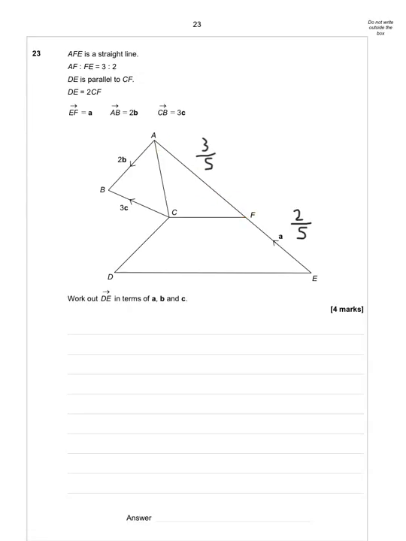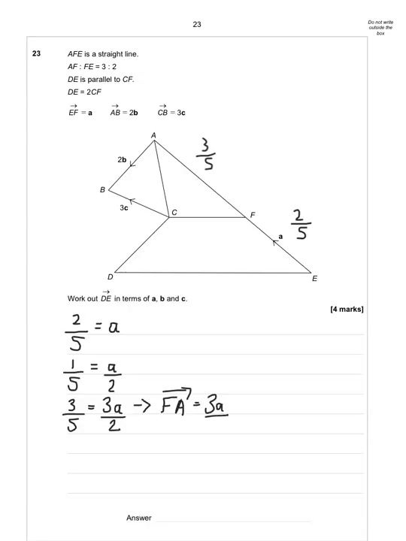So I'm going to work out FA first. Now I know that 2/5 of the line AE is given by this vector here, A. So I know that 1/5 is half of A. Now to work out 3/5, I've got 3 lots of A over 2. So I've just worked out there essentially that FA is equal to 3A over 2. So I've got FA, so that's nice.